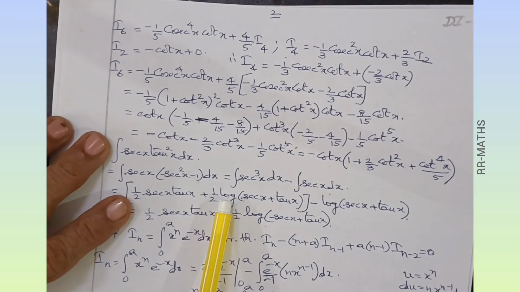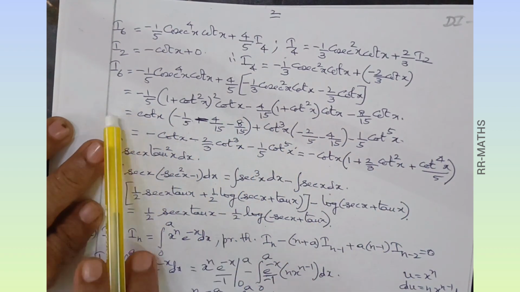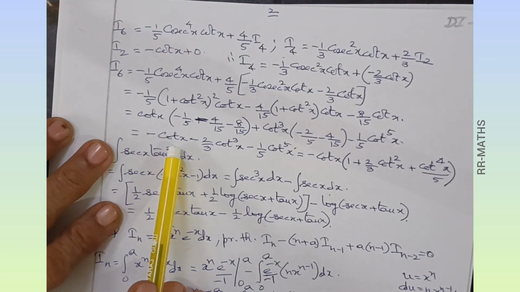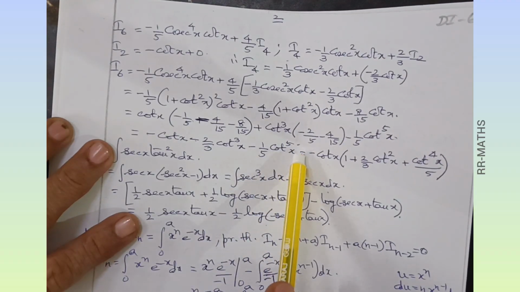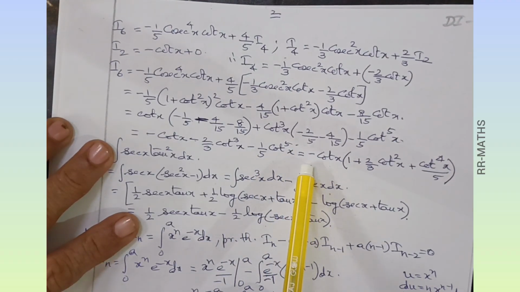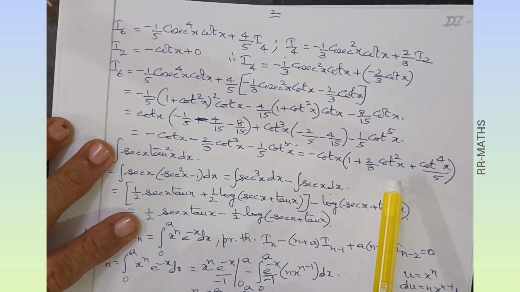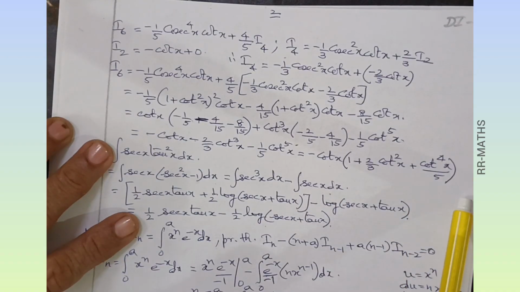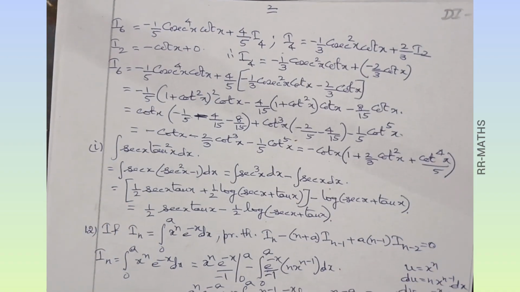You can replace cosecant square x as 1 plus cot square x, simplify all the expansions and collect the terms, and that gives you your final answer here as minus cot x minus 2 by 3 cot cube x minus 1 by 5 cot to the power of 5x, where I have taken out minus cot x as a common factor into 1 plus 2 by 3 cot square x plus cot to the power of 4x by 5 will be your final answer. Now we will see another problem.